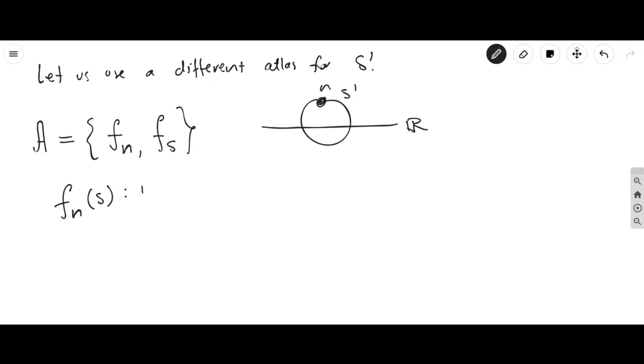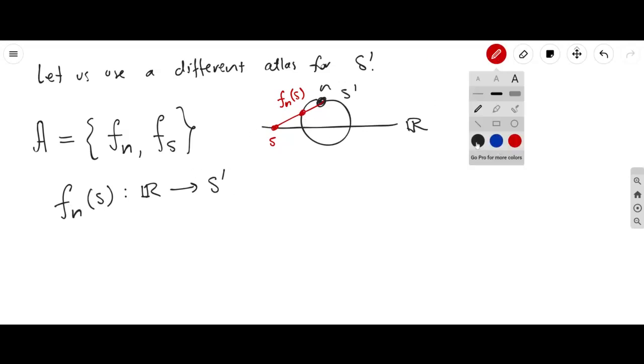And this is going to be a map from R. In the previous example, it was the open interval from 0 to 1. But when you're using stereographic projection, you actually are using all of R. This is going to be mapped into S1. And instead of writing down the formula, we'll just draw a picture. So if this is S on the real line, you draw that, and where it intersects, you're going to call that Fn of S. Once you figure that out, that would be the formula for that one.